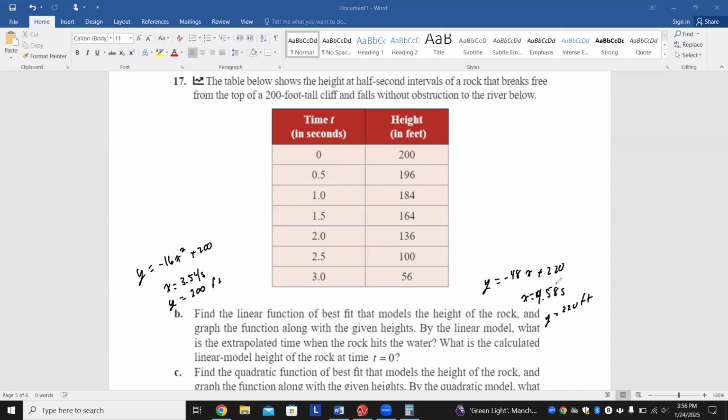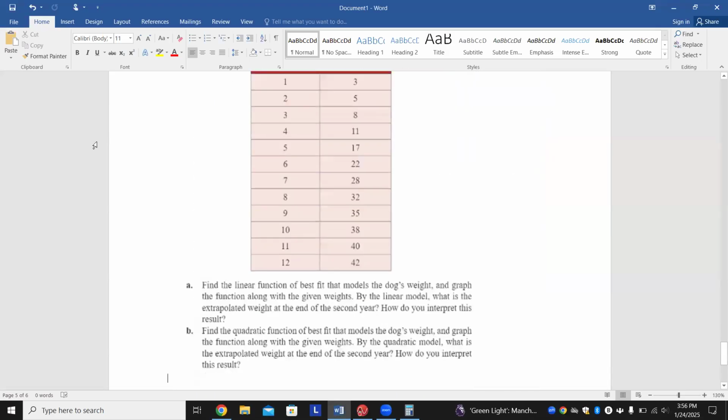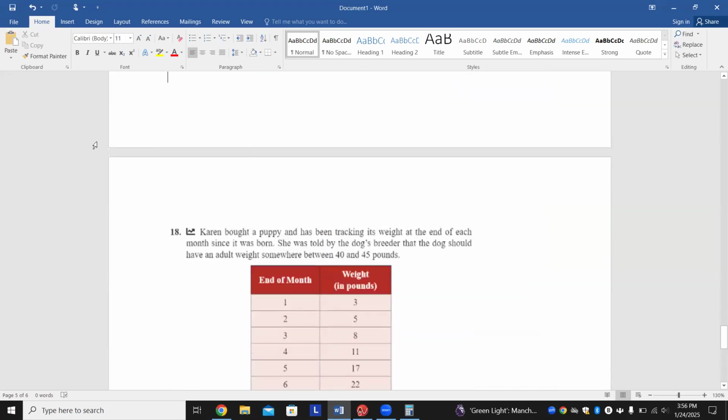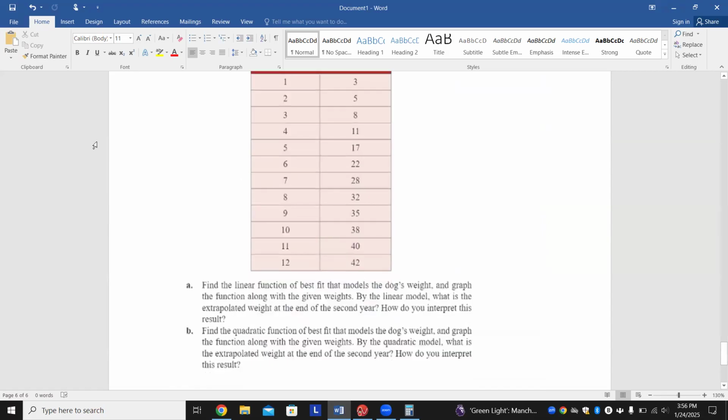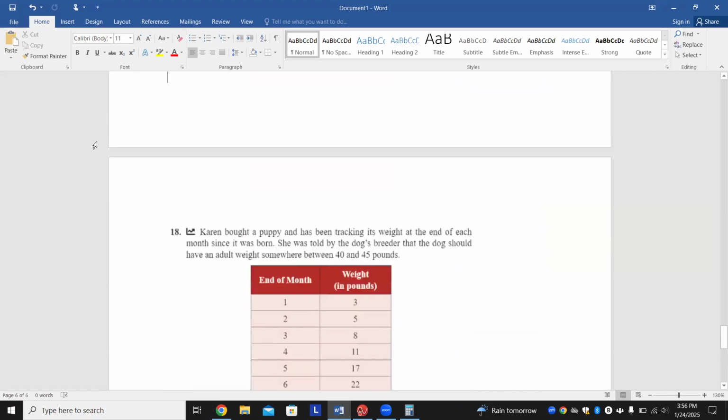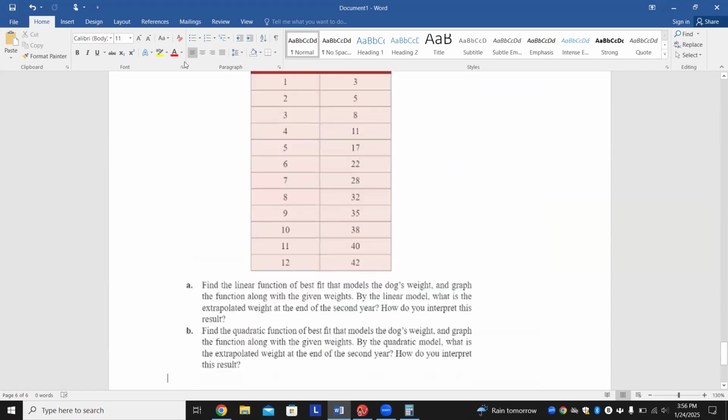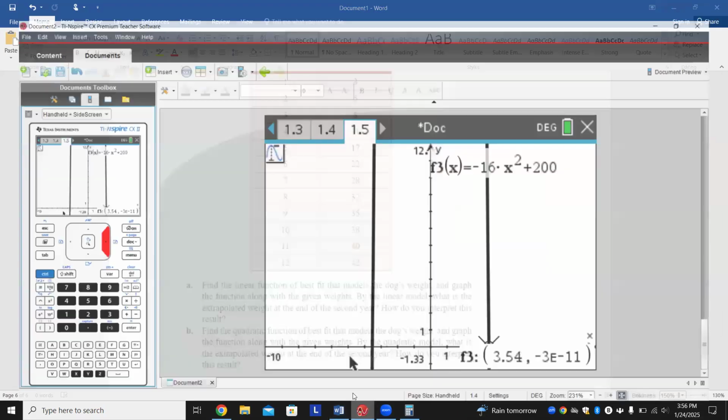All right, I think I got time for one more before I gotta move on to my next task. So let's look at this next problem. It's very similar to what we just did. It's just talking about Karen bought a puppy and has been tracking its weight at the end of each month since it was born. She was told by the dog's breeder that the dog should have an adult weight somewhere between 40 and 45. So these are going by months and then the pounds each month. And it wants us to do the same thing. So I'll show you all one more time.